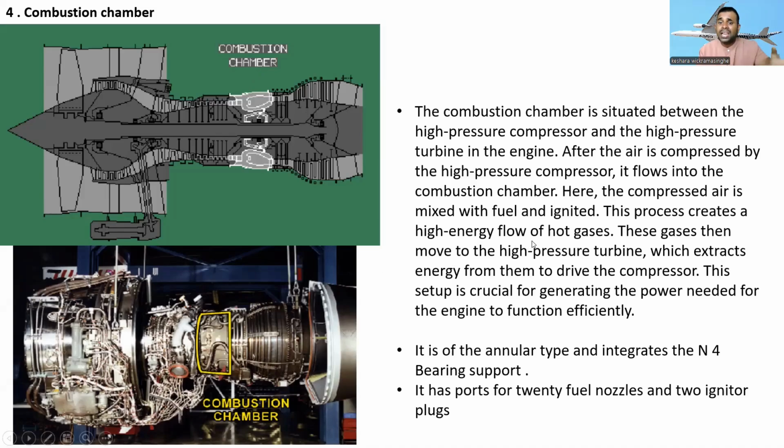This process creates a high energy flow of hot gases. These gases move to the high pressure turbine, which extracts the energy from them to drive the compressor. Then after that, the high energy will evacuate. This turbine will rotate and release energy, and because the turbine rotates, the compressor will rotate. This setup is crucial for generating the power needed for the engine to function efficiently.